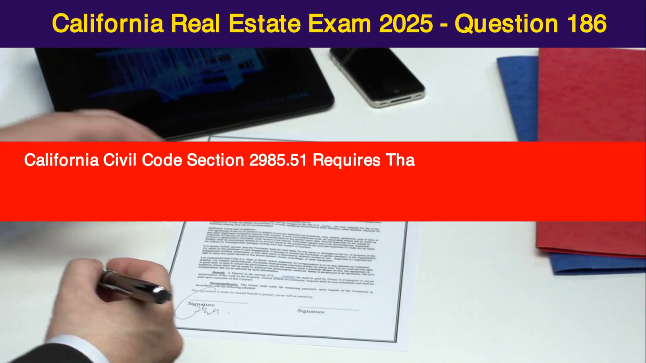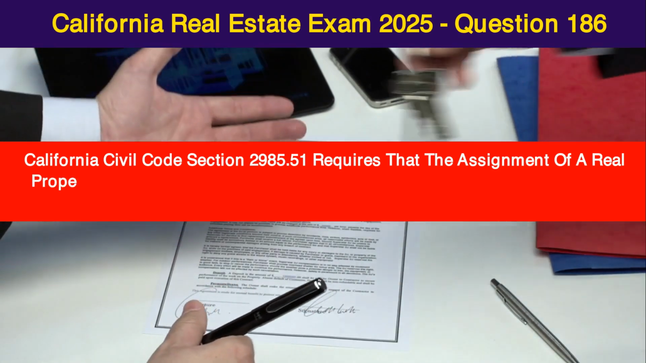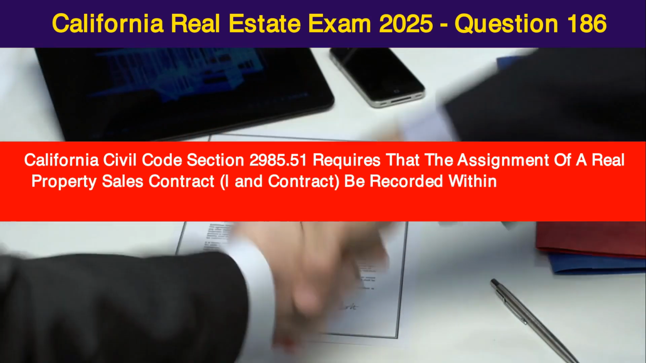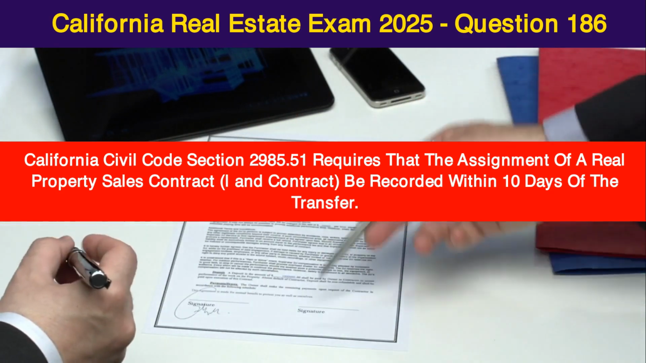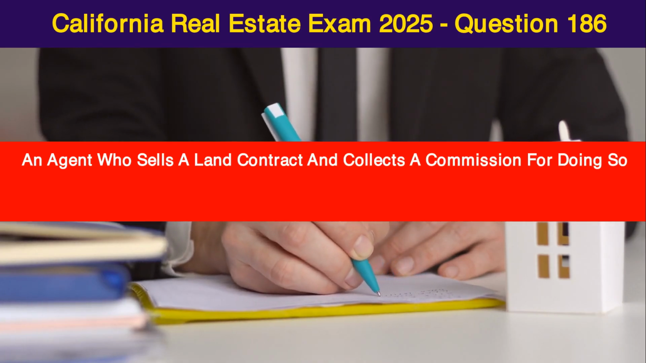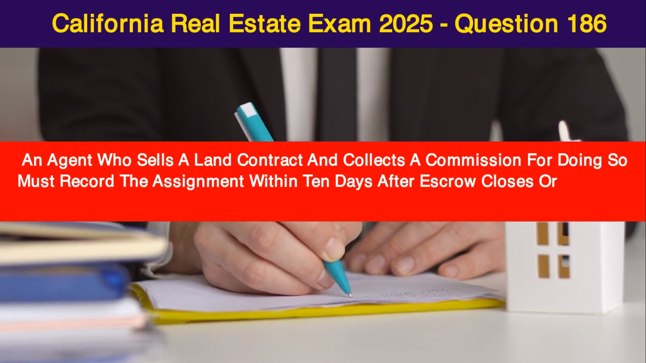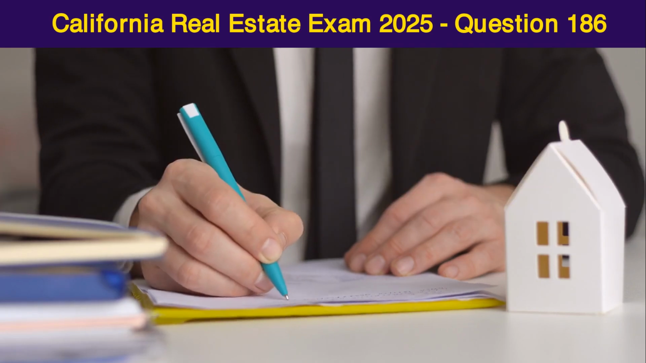California Civil Code Section 2985.51 requires that the assignment of a real property sales contract, land contract, be recorded within 10 days of the transfer. An agent who sells a land contract and collects a commission for doing so must record the assignment within 10 days after escrow closes or after the seller obtains his money.